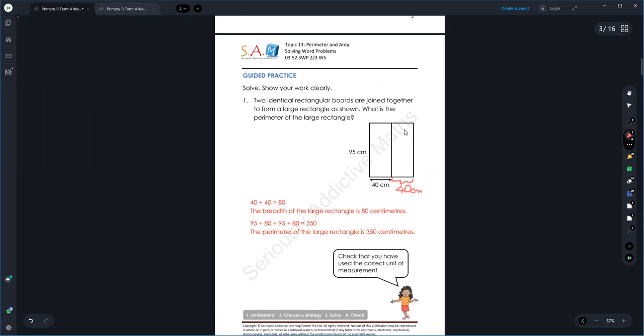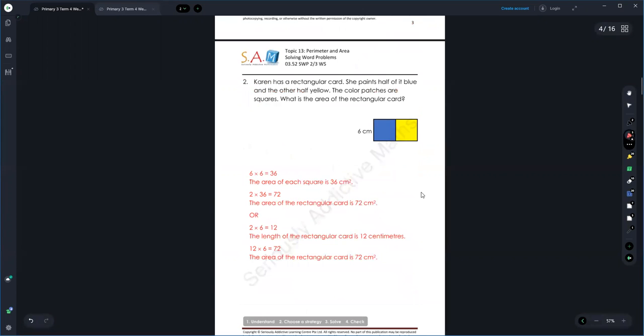And then the same thing. So what that means is this side will be the same, and they add together to 80 cm. And then again, identical, so the breadth is the same as well. So this is 95. To find the perimeter, very simple, just add them all up together: 95 plus 80 plus 95 plus 80. Quite simple.